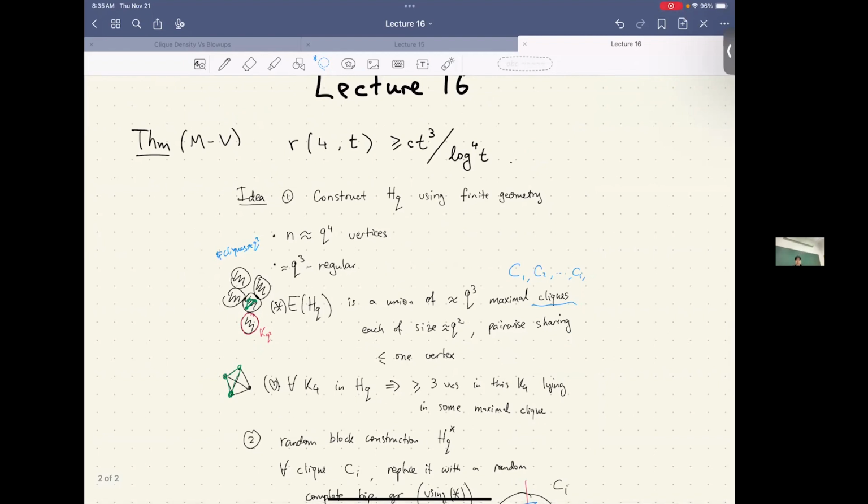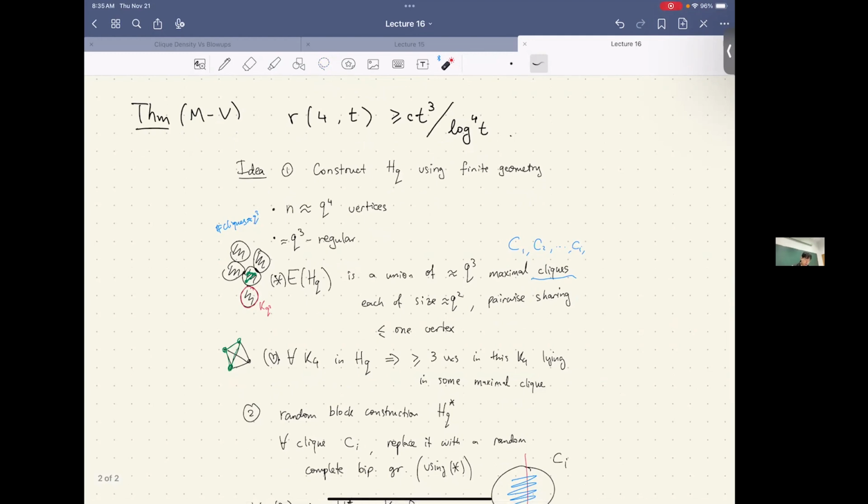So it's again, you start with something that's highly structured, and then you do some random construction combined with this structured initial graph. And we've seen this also in the earlier 4-3 problem. So we start with this graph HQ, which has roughly Q to the 4 vertices, and it's a regular graph. Every vertex has degree roughly Q to the power 3.